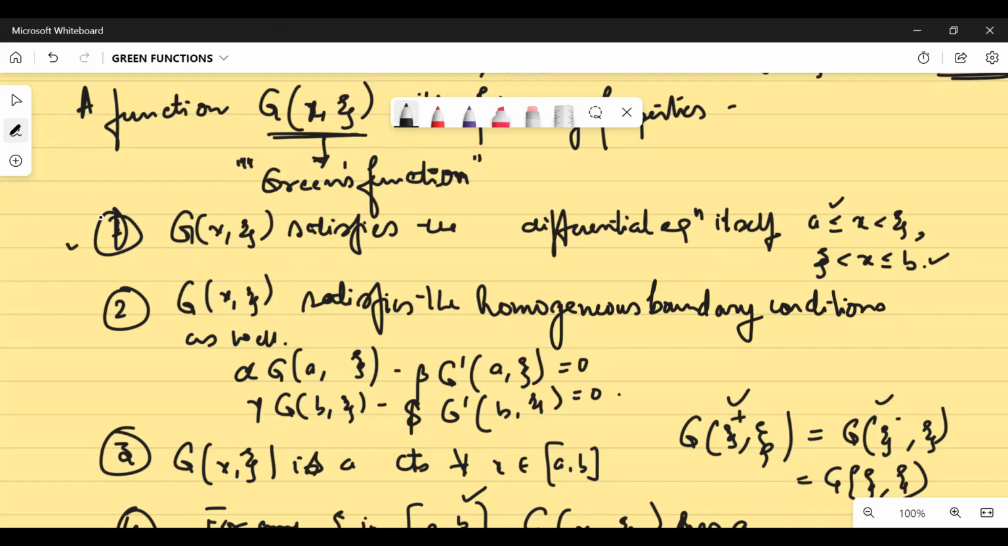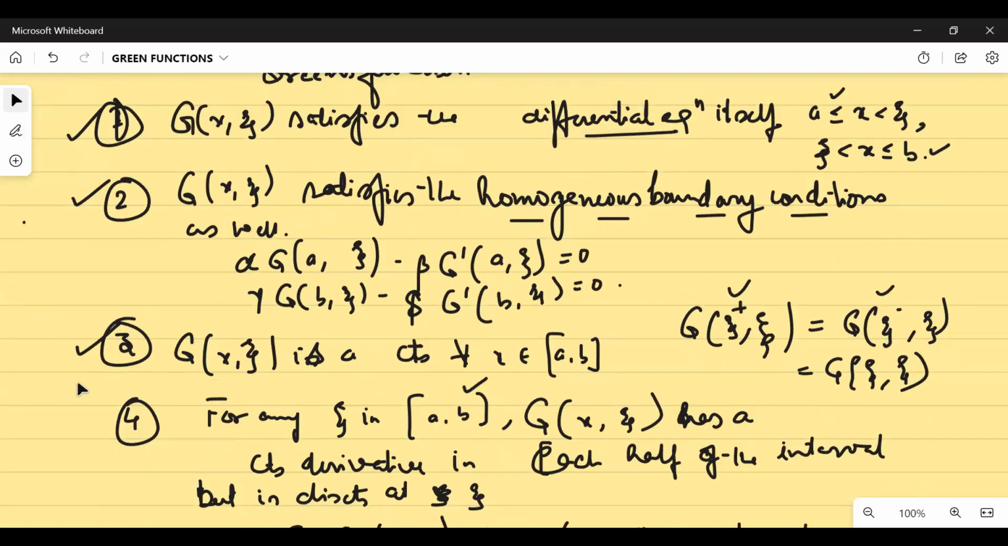First thing you have to do is see whether it satisfies your differential equation. Second, you have to see whether it satisfies the homogeneous boundary condition. Third, you have to see whether it is a continuous function or not. So G(x) has to be a continuous function between a and b. And because the definition is changing, you have to see at least that G is continuous at zeta.